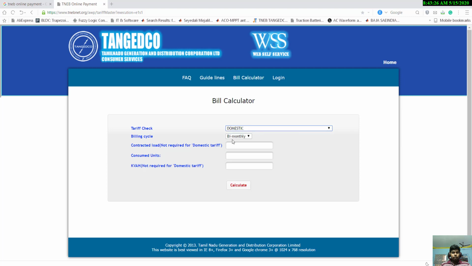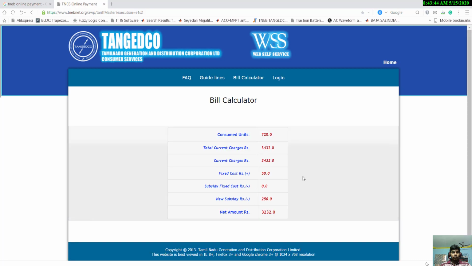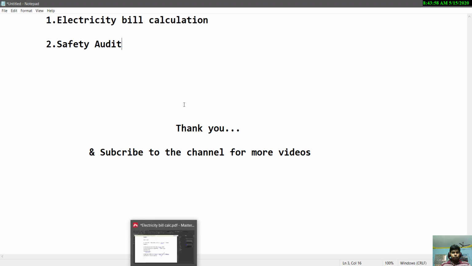If you are a domestic user, you can select this, and the payment is monthly, and this is not necessary. And enter how many units you have consumed. If you have consumed 720 units, just enter 720 and calculate. Your cost is around 3,232 rupees for 720 units of consumption. Thank you. This is about electricity bill calculation. And the second topic is safety audit.